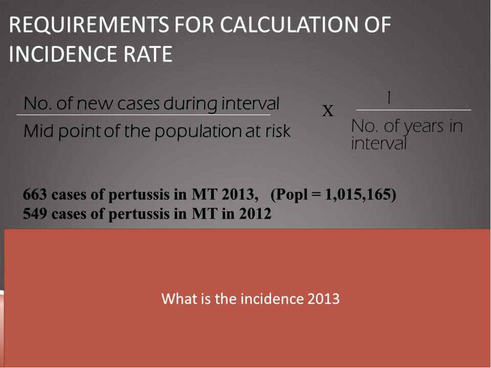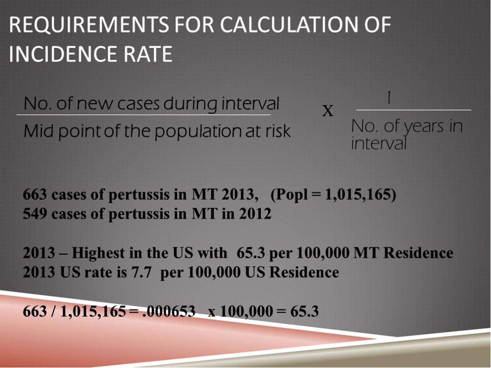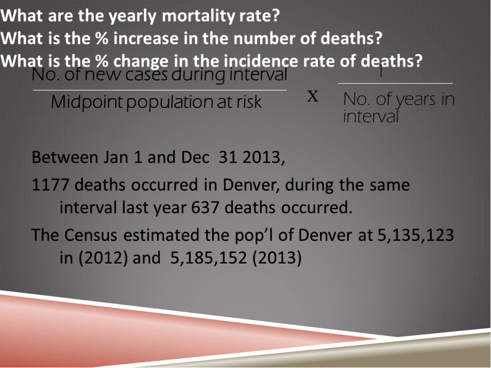And what's really interesting about this figure is that, if we go to the next slide and doing the calculations, the overall U.S. rate is 7.7 per 100,000 U.S. residents, and Montana is at 65 per 100,000 U.S. residents. So we have a significant incident rate of whooping cough in Montana, which far exceeds that of the rest of the United States.